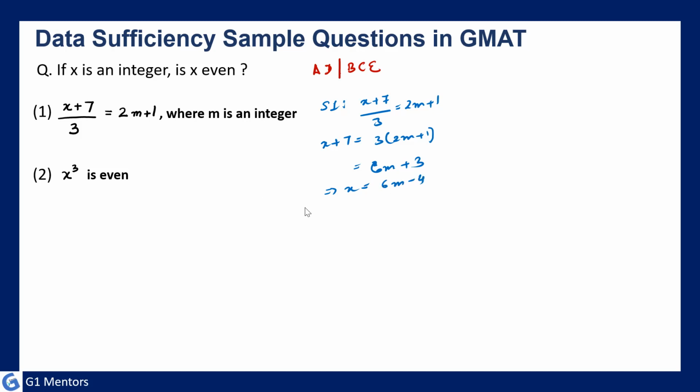Now if we solve by concepts, then 6 is an even number. If any integer is multiplied by an even number, it is always an even number.